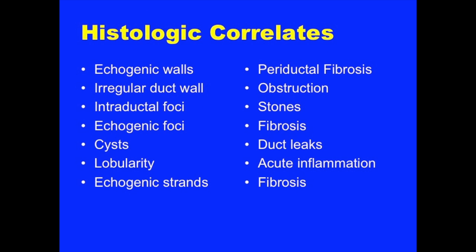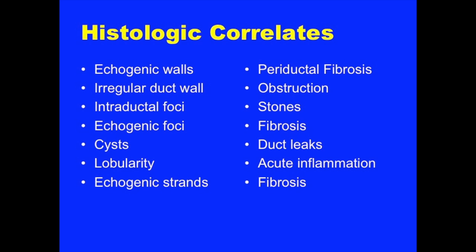There have been lots of theories about what the histologic correlates are, including things that may relate to periductal fibrosis, obstruction, stones, fibrosis, duct leaks, acute inflammation, and fibrosis. But we know that if we do an EUS and immediately resect that area of the pancreas, there's not a one-on-one correlate with these, and that in part is related to the patchiness of the chronic pancreatitis in the specimens themselves.